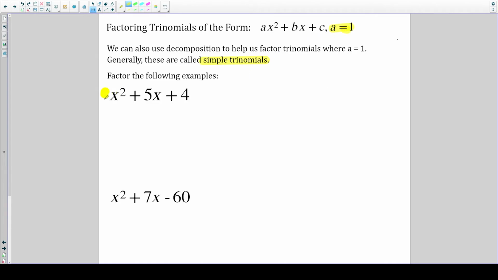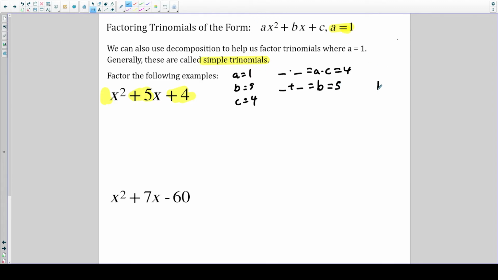Let's go ahead and work through a few examples together. So again, the steps haven't changed at all, really. The only difference is that a we know is going to be 1 for sure. B is equal to 5, C is equal to 4. We want two numbers that multiply to a times c. So in this case, a times c gives us 4, and the same two numbers have to add up to give us b, which in this case is 5.